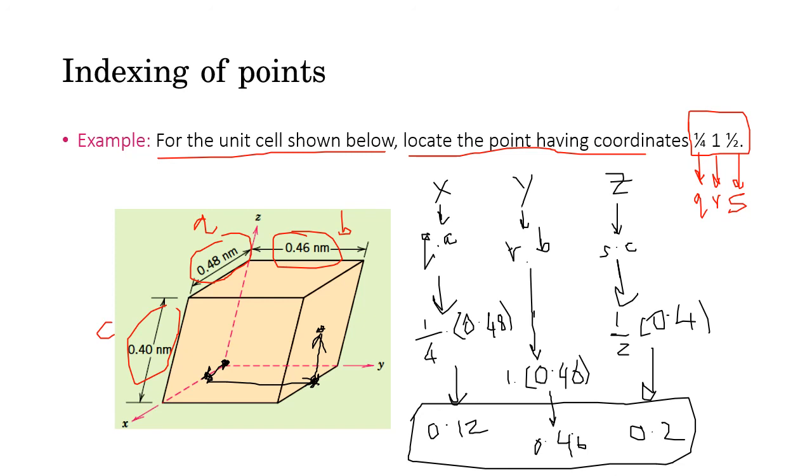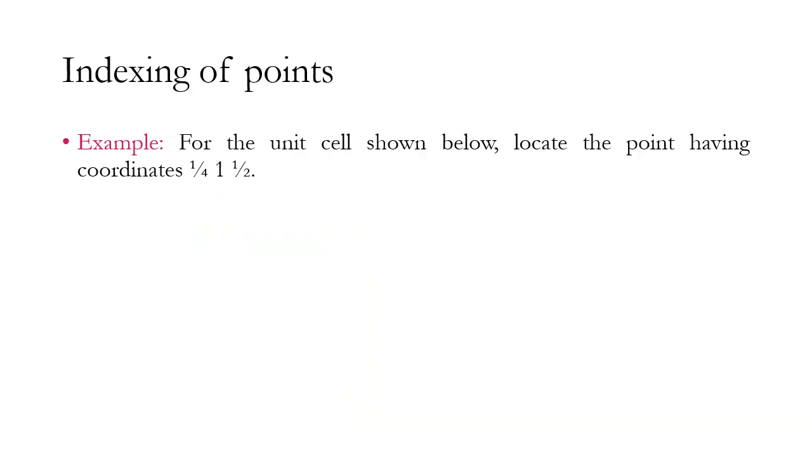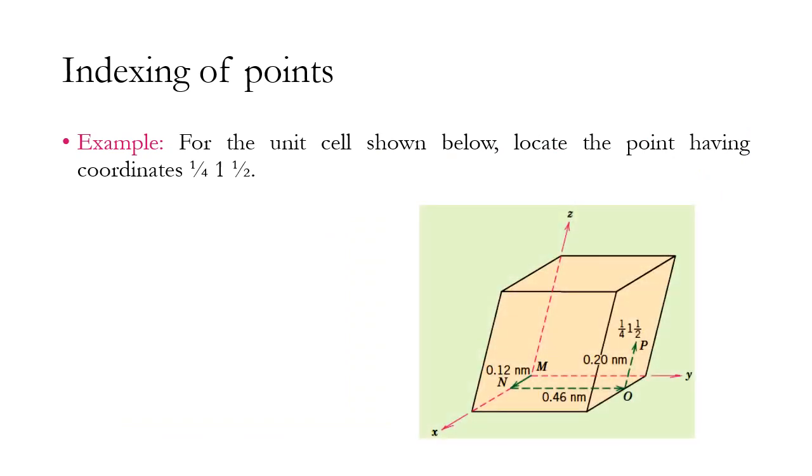I will use another color to represent this point. Let me use green color. So that's how we locate point P, for example. If we call that point P, this is how we locate it. So this is the solution to the problem. This is just for your reference.